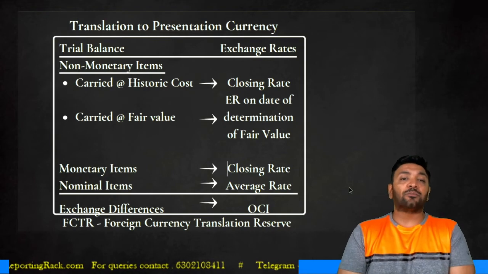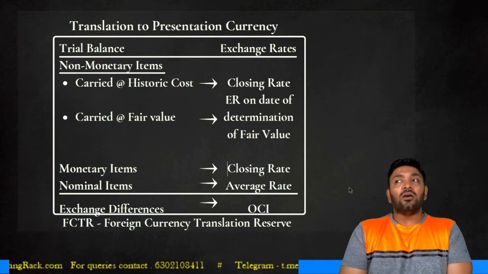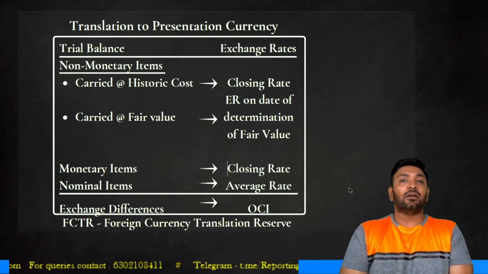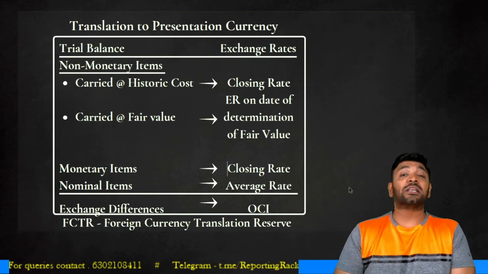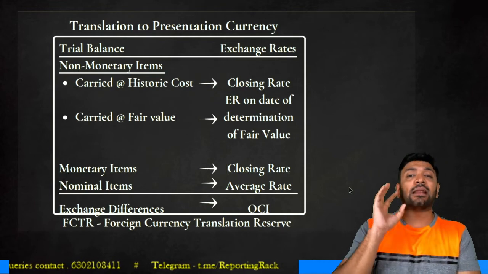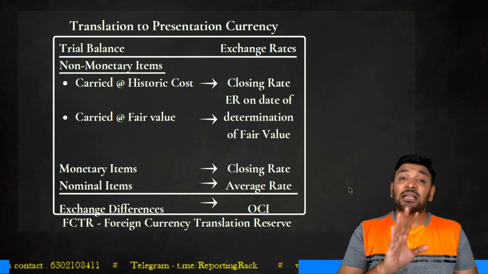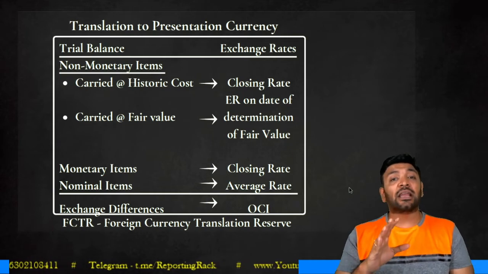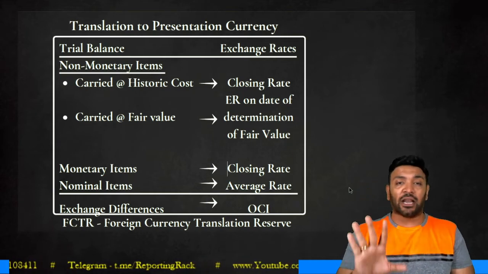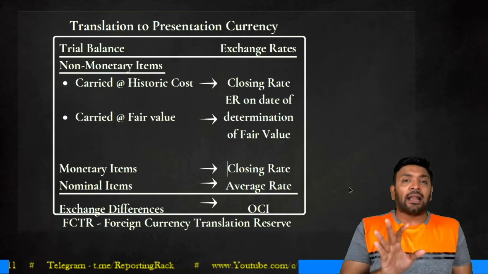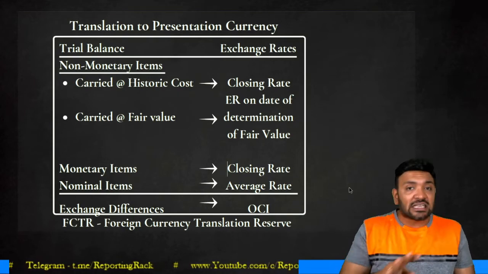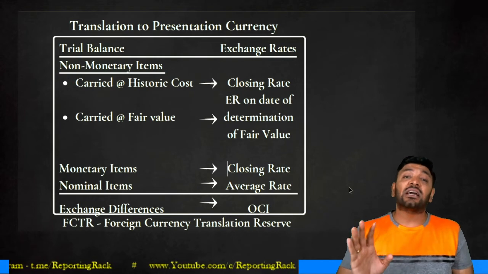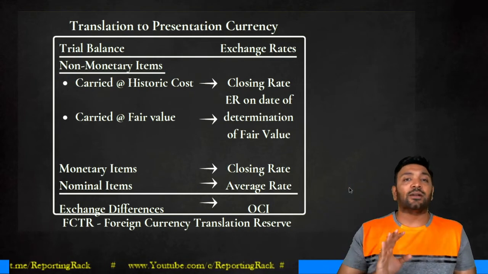Now comes this concept of presentation currency. What did I say? Presentation currency is the choice of management. The management can choose to present its financial statements in a particular currency. Functional currency is not management choice. It is based on the primary economic environment in which the entity operates. So it is determined. It is not assumed. It is not selected. It is not the choice of management. But presentation currency is the choice of management.